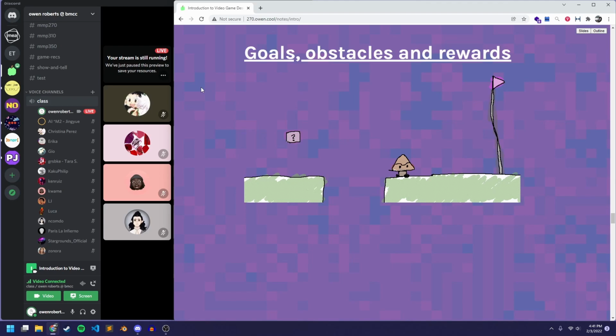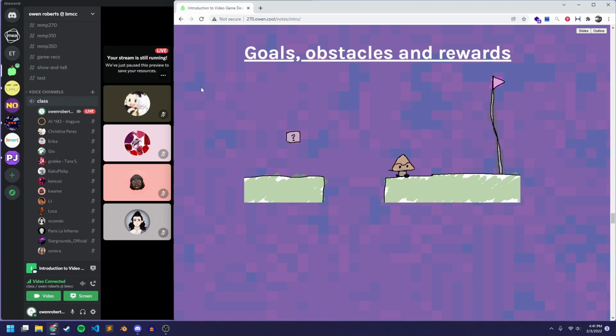Part of creating the game mechanics is choosing what those goals, obstacles, and rewards are. And then the game dynamics are how those play out over time. So here we have another rough drawing of Mario. There's not very much happening in the scene, but we can actually see examples of all 3 of these things. We can see our goal, which is the flag on the other side of the screen.